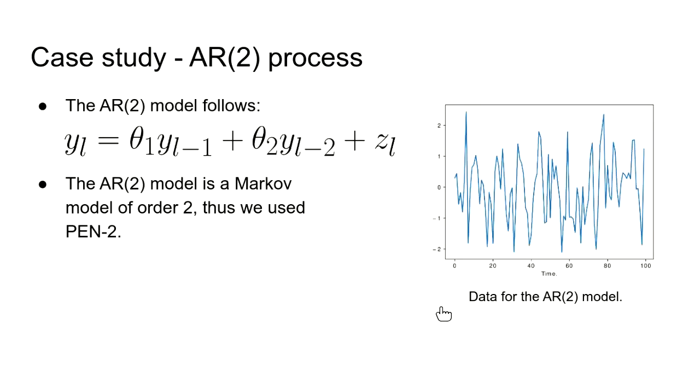And then we also have a Markov model. So here we have an AR2 model that follows this equation, where epsilon is some standard Gaussian noise. This AR2 model is a Markov model of order 2, and we will therefore use a PEN 2 network, and we also have some data generated from this model here.